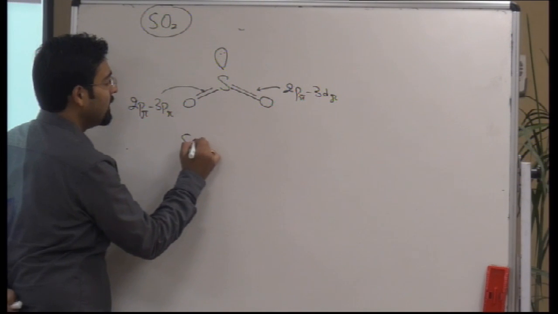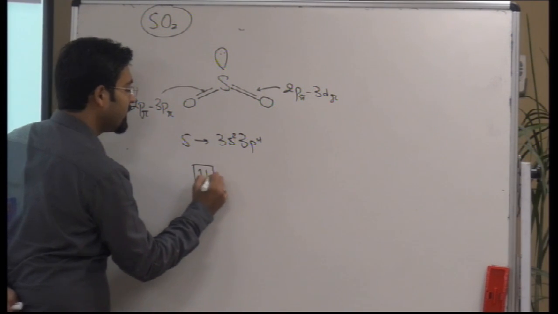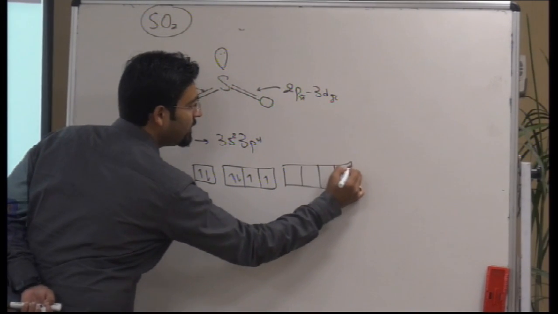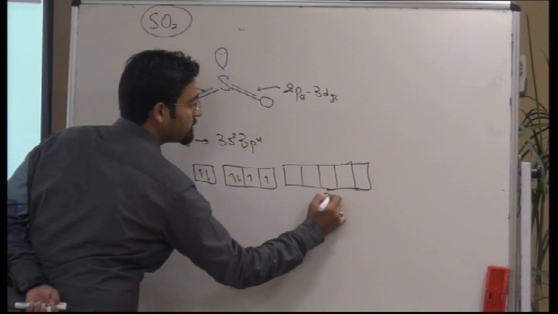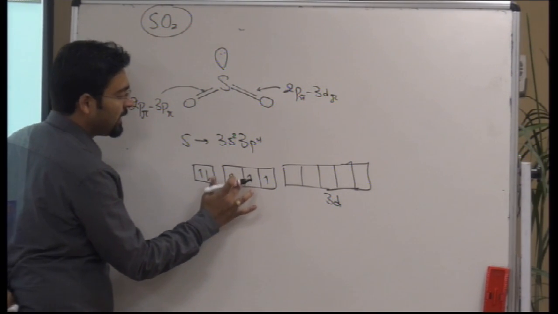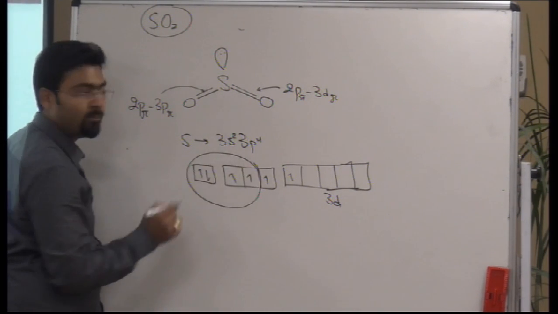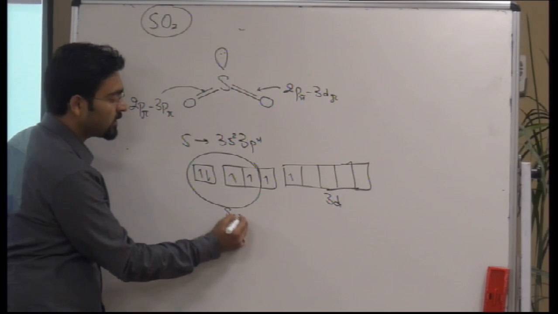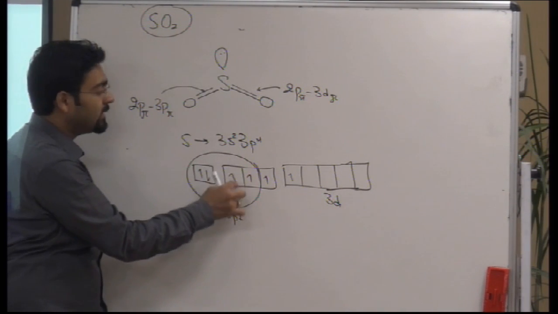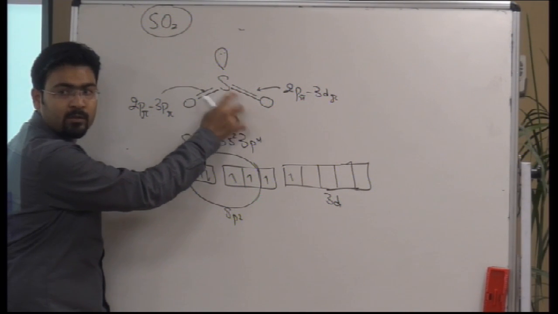How can you check that? Sulfur has electronic configuration 3s2 3p4. So in the valence shell, 3s2 3p4 and a vacant 3d subshell. Now what really happens in this case is that one of these electrons gets excited and moves to 3d. Sulfur utilizes these 3 orbitals to form bonds and forms sp2 hybridization. One of the sp2 hybrid orbitals carries the lone pair, and the other 2 sp2 hybrid orbitals form sigma bonds. So these 2 sigma bonds are formed by sp2 hybrid orbitals of sulfur.